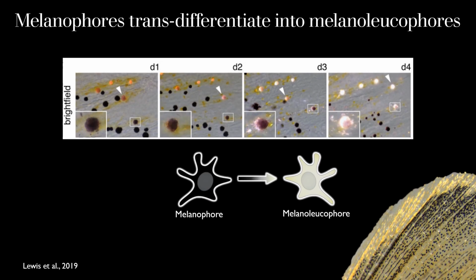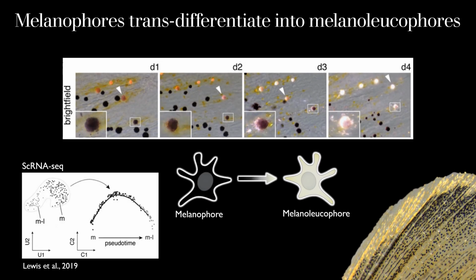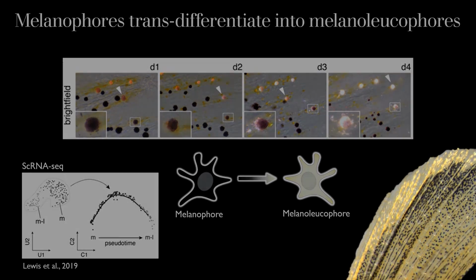And the Parichy lab did an amazing study to discover and characterize these cells, and they showed it mainly on a genetic level, just by looking at the genes with single-cell RNA-seq, and we can see that they start from melanophores and they shift into melanoleucophores. And this was just by looking at their genetic expressions. But what we don't know is what these cells actually look like on the structural level. And this is what I'm going to talk about today.